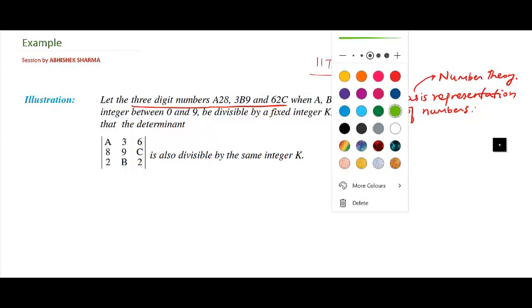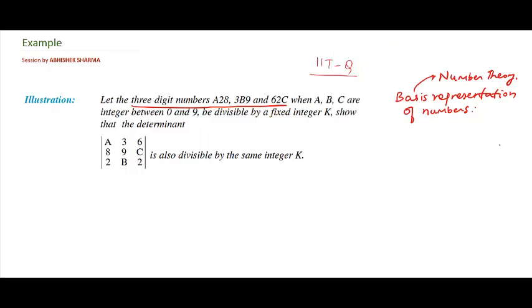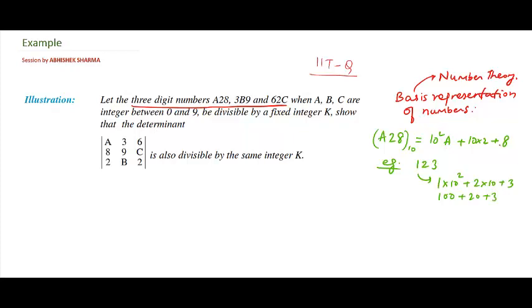So the basis representation, what does this tell you? It tells you that if you have a number A28 in base 10, then this number can be written as 10 square times A plus 10 into 2 plus 8. Just say for example, suppose we have a number 123. So the value of this number is 1 into 10 square plus 2 into 10 plus 3. So that gives you 100 plus 20 plus 3. I can always express a number in this form.